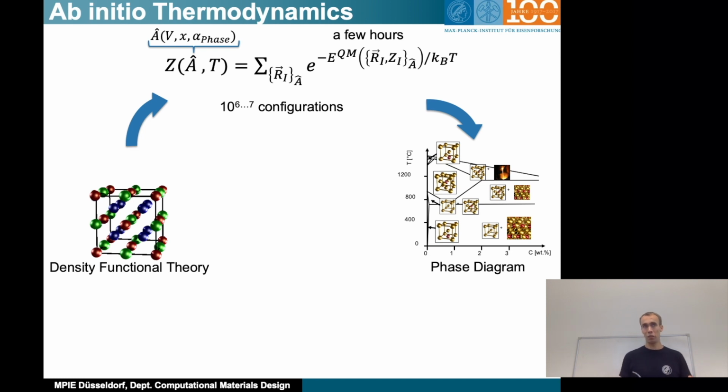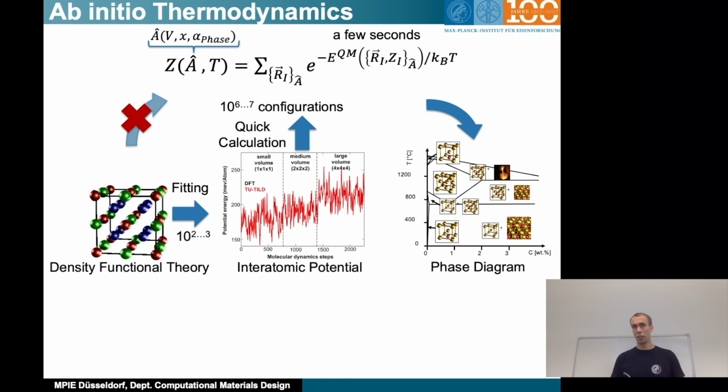And then from each of these parameter sets, we still need to do 10^6 or 10^7 configurations, where each of these configurations takes a few hours to compute. So we already see, okay, this is not feasible at the moment with our current algorithms and also with the current computing power. So what we do instead, we take a few DFT calculations. So you see here 10^2 or 10^3. We then fit an interatomic potential to these DFT calculations. And then we use the interatomic potential to do the evaluation of all the configurations.